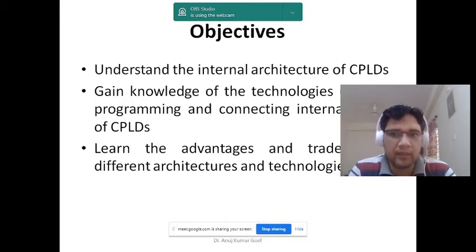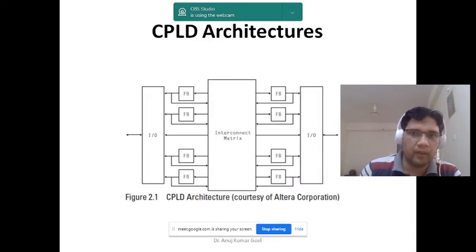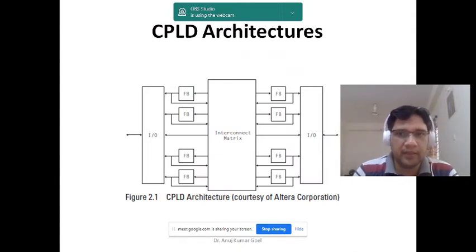Then learn the advantages and trade-offs of different architectures and technologies. What are the advantages and disadvantages of CPLDs, and different architectures are available from different companies. What are their trade-offs? What are their limitations? So it is the CPLD architecture.